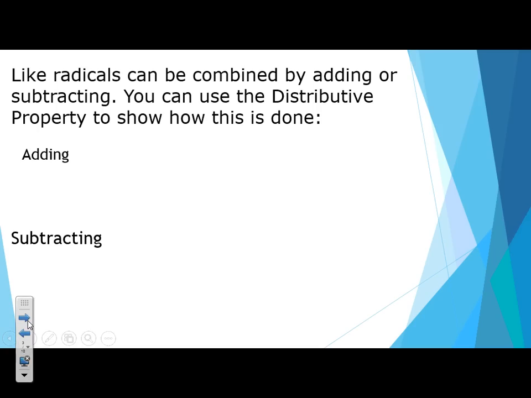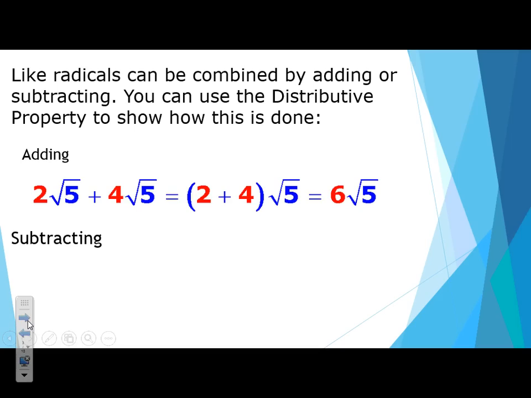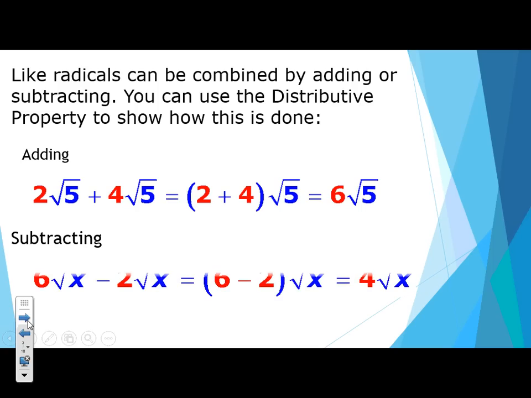Adding and subtracting radicals is basically done using the distributive property, but you can also just read the problem and understand why we're getting these solutions. Let's say we add 2 square roots of 5 plus 4 square roots of 5. You could just add the 2 and the 4, and that becomes 6 square roots of 5. It's like the square root of 5 is almost like an x was to us in Algebra 1. And the same deal with subtraction. 6 square roots of x minus 2 square roots of x makes 4 square roots of x.